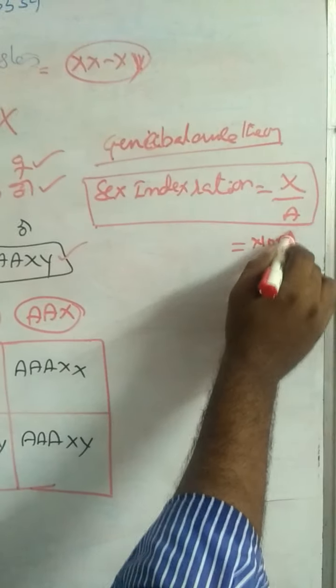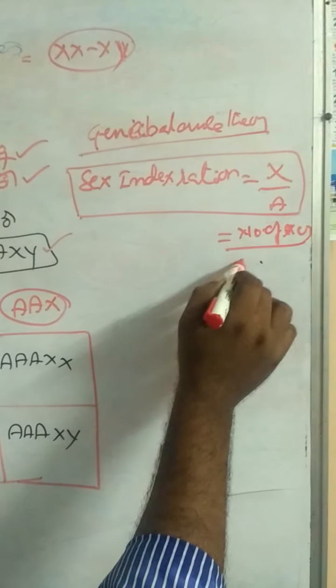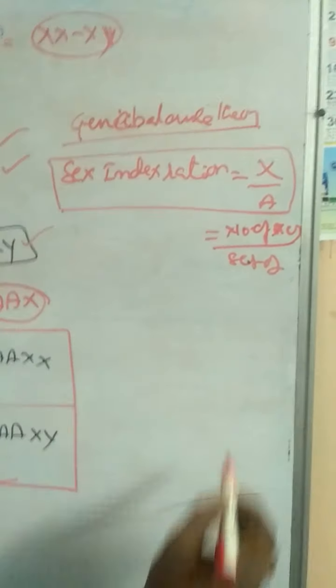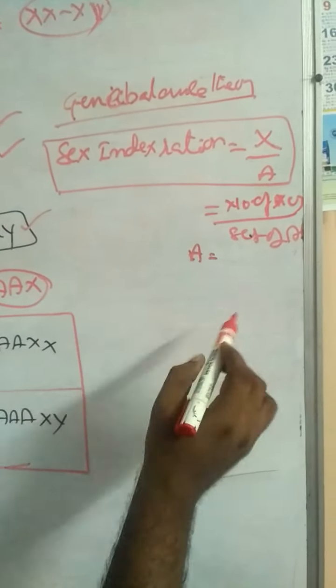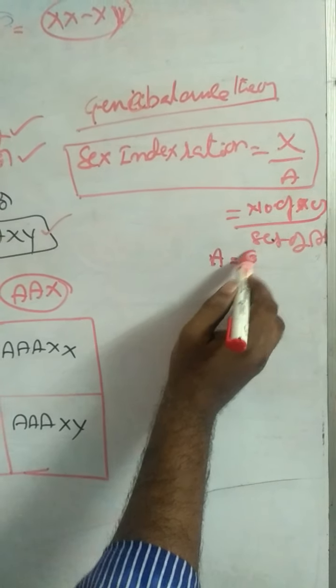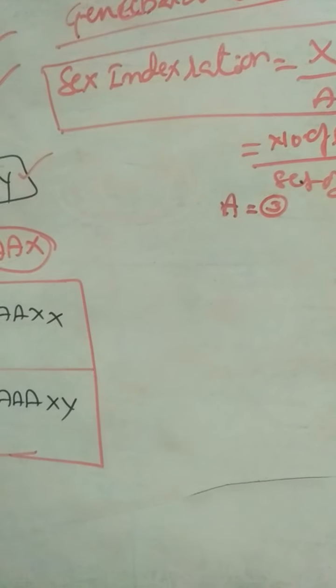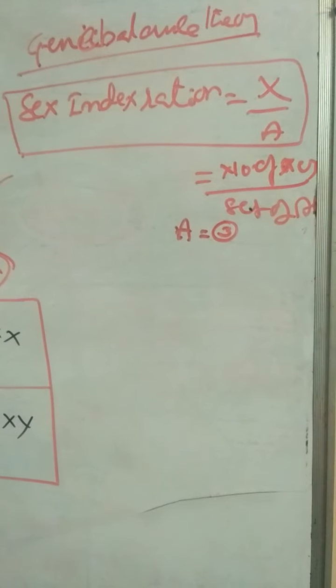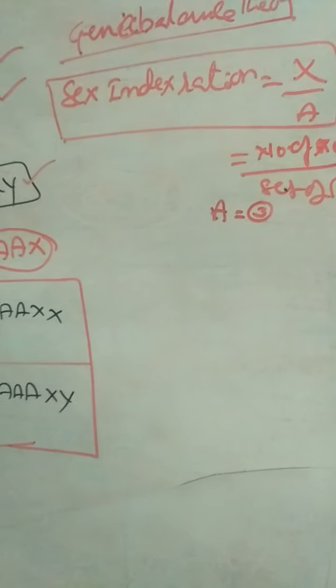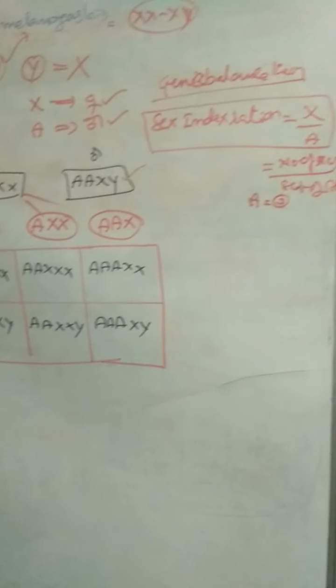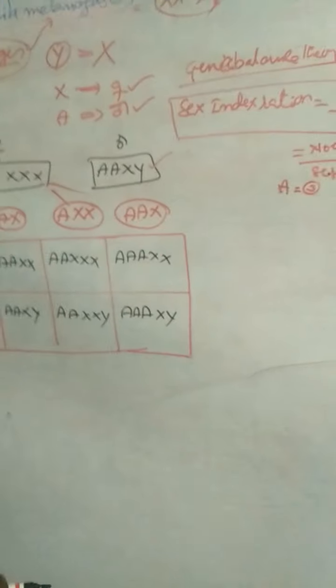Number of X chromosomes by sets of autosomes. That means 1A is equal to 3 chromosomes. So he proposed a theory called gene balance theory. According to gene balance theory, sex index ratio is equal to the number of X chromosomes by sets of autosomes.